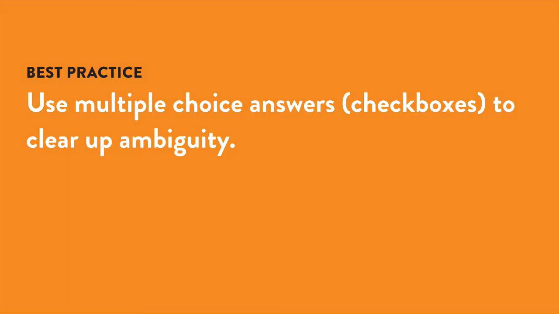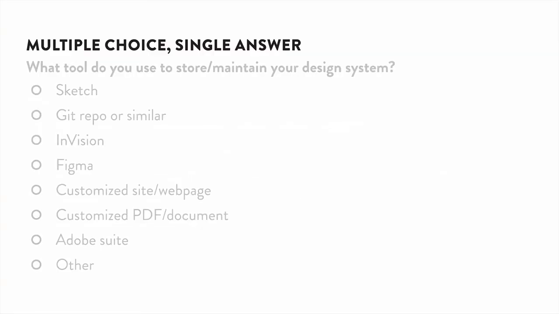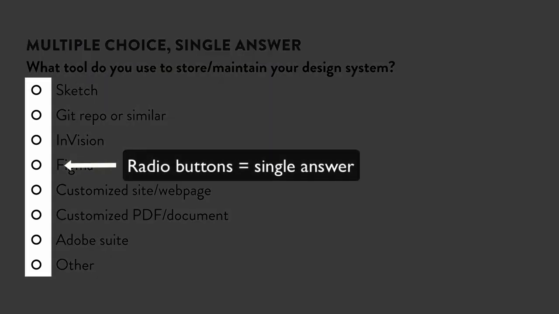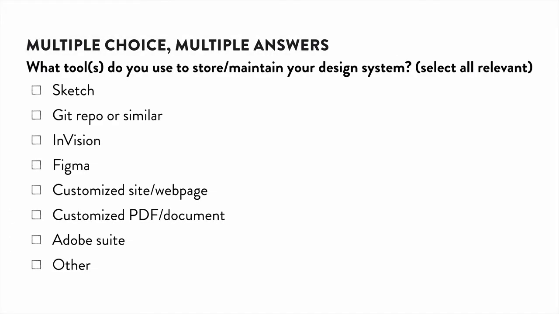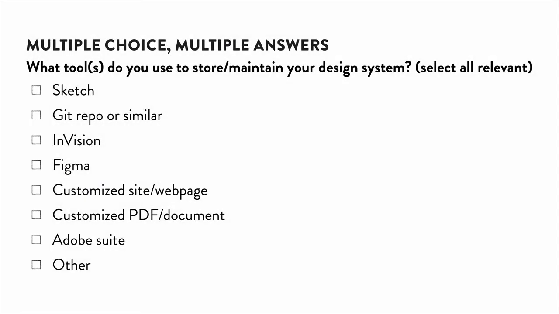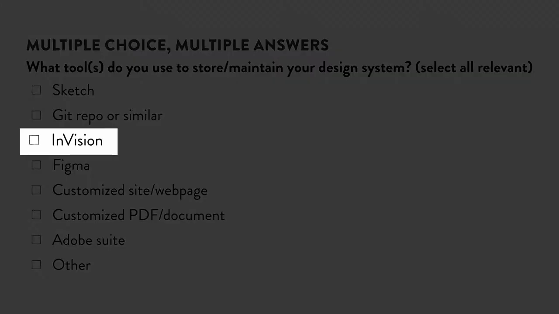Another best practice is to allow people to select multiple answers to a question. Don't make people pick one option when multiple answers may be true. Another question you might ask is, what tool do you use to store or maintain your design system? In this question, only allowing a single choice may not tell us the most helpful information. Instead, allow participants to select multiple options so you can understand the full picture of the tools being used.